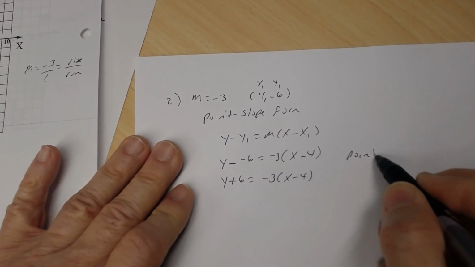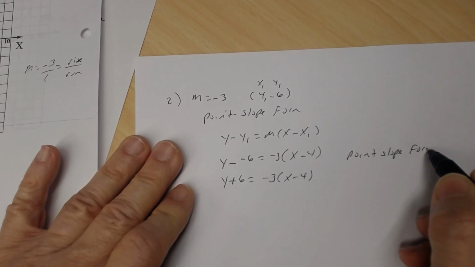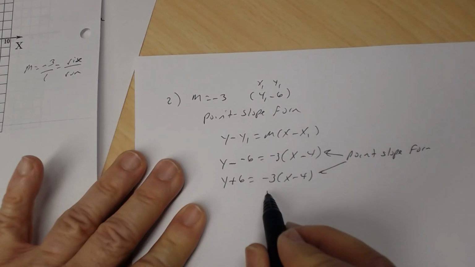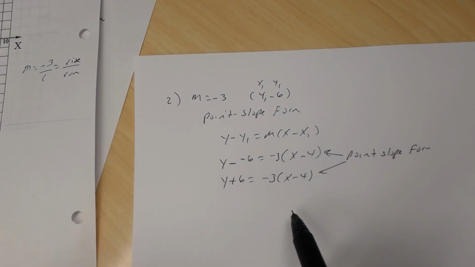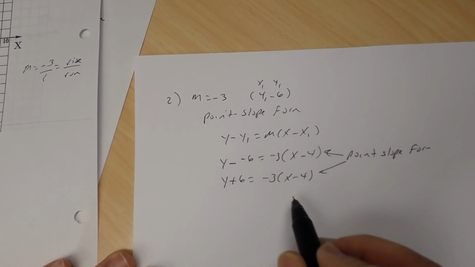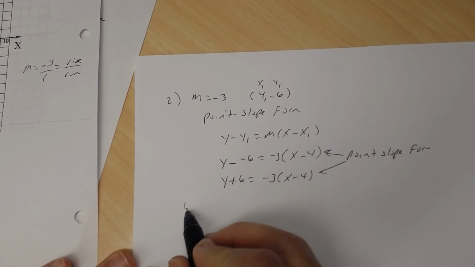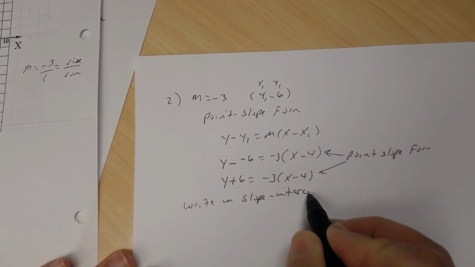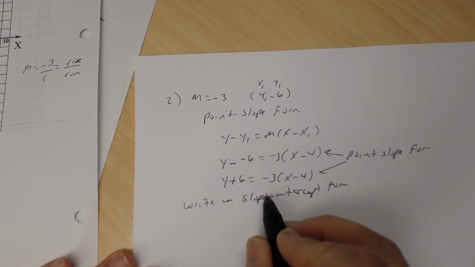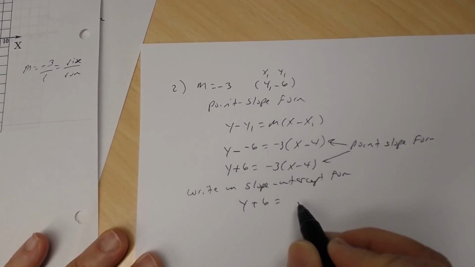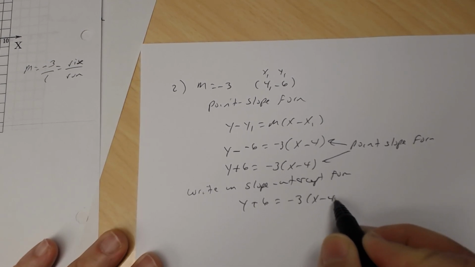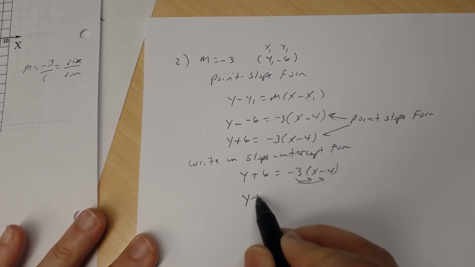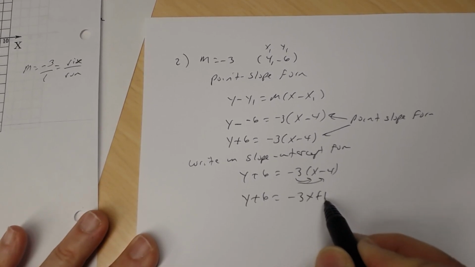Alright, now this is point-slope form. Right here, that's point-slope form. So now we're going to rewrite this in slope-intercept form. So remember, slope-intercept form, you got to get the variable y by itself. So now write in slope-intercept form. Okay, so I'm going to just go ahead and rewrite this over. And then to put in slope-intercept form, the first thing I'm going to do is distribute the -3. So I get y plus 6 equals -3x plus 12.